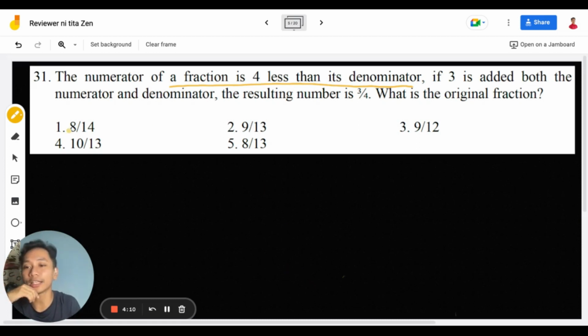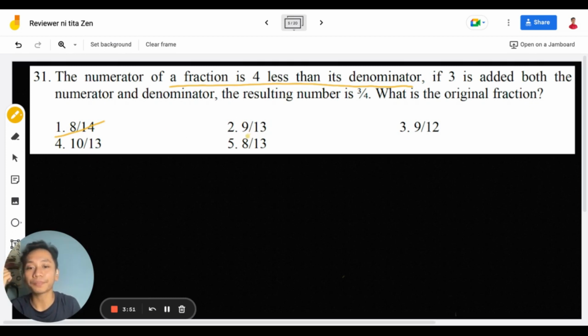So, tingnan natin isa-isa. Sa number 1, 8 tsaka 14 ito. 8 over 14. Is 8 4 less than its denominator? Hindi. Kasi 9, 10, 11, 12, 13, 14. So, it's actually 6 less than its denominator.